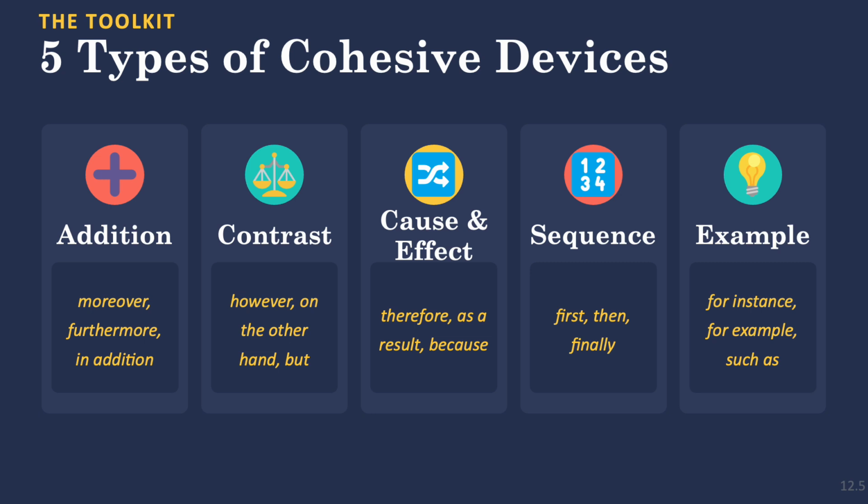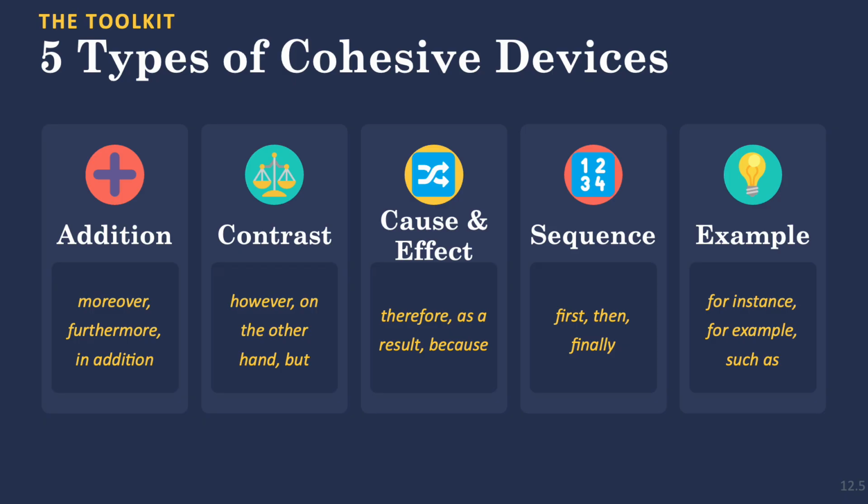There are many cohesive devices, but in this lesson, we will focus on five common types. The first is addition. We use addition when we want to provide another related idea. Examples include moreover, furthermore, and in addition. For example, exercise improves physical health. In addition, it reduces stress.